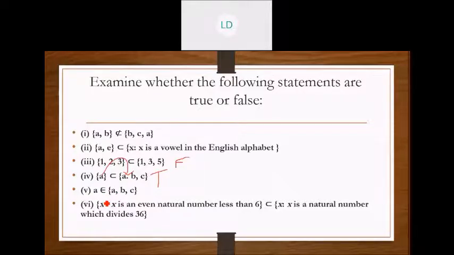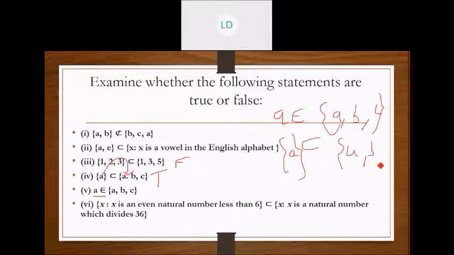Next, the element A belongs to the set {A, B, C}. This is also true, because when we indicate an element belonging to a set, we indicate that this element belongs to this set. We indicate this other symbol for subset. When you indicate subset, this definitely should be a set, a smaller set. So A belongs to {A, B, C}; A is an element of this set. So you have to understand the distinction between an element belonging and a set being a subset. That is the main difference. So this is also true.